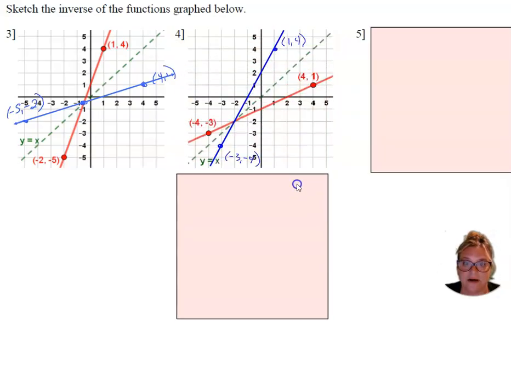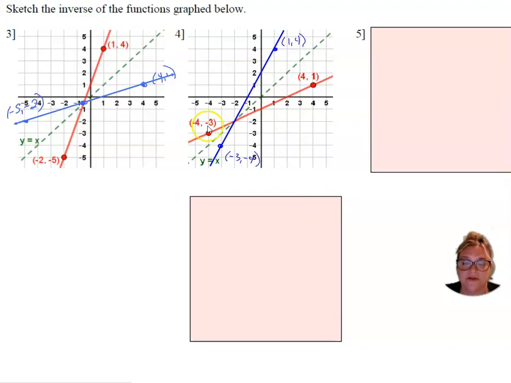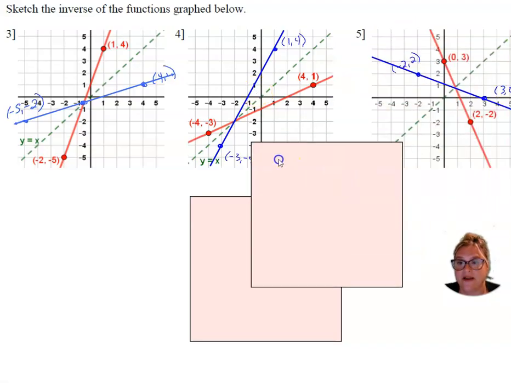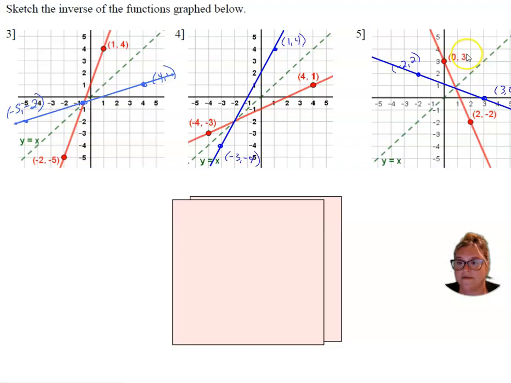So in number 4, when the line passes through (-4, -3), its inverse will go through (-3, -4). We're switching the x and the y, right? The point (4, 1) becomes (1, 4), and the function and its inverse graph intersect over that diagonal line of symmetry, y = x. In number 5, we're going to switch the x and the y for (0, 3) to get to the point (3, 0). (2, -2) becomes (-2, 2), and there's their point of intersection along that symmetry line, y = x.